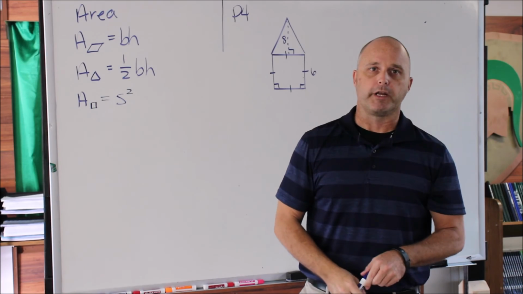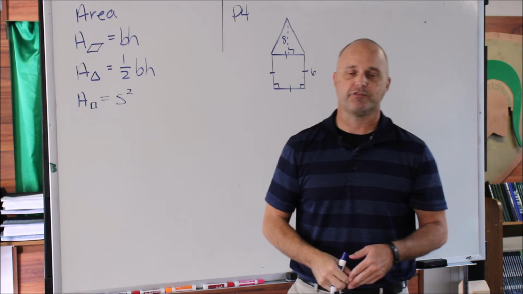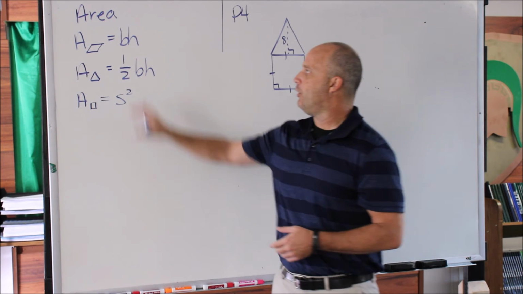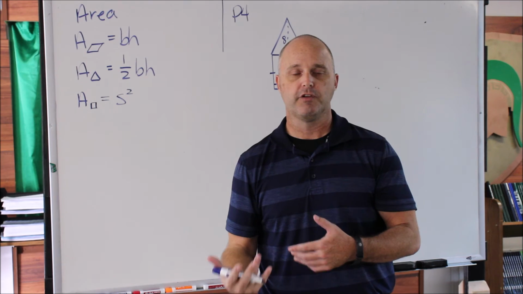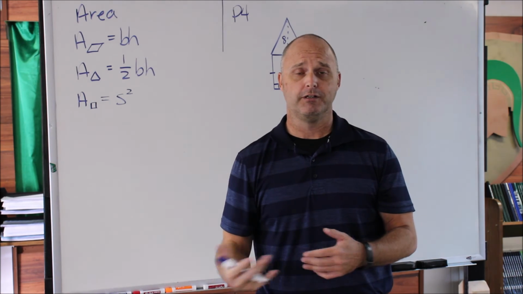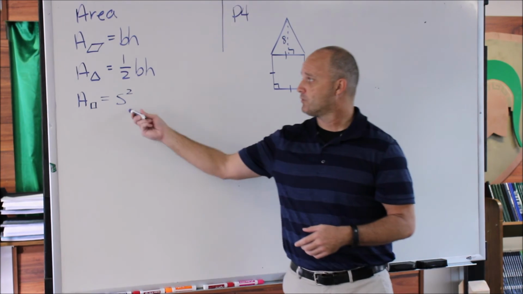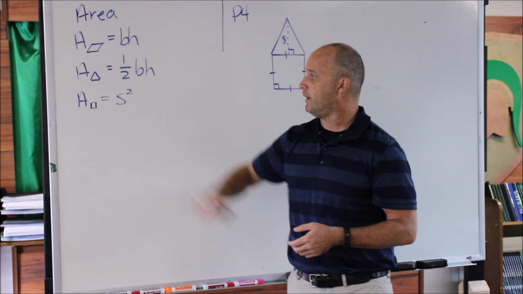For problem number 4, we're going to need a new formula, and that is going to be the area of a square, which is going to be s squared. Hopefully you should know this already. You could also use A equals BH, because remember that squares are parallelograms, which means that you could use that formula for parallelograms, rectangles, rhombuses, or squares. So I'm going to use the simpler formula, which is s squared.